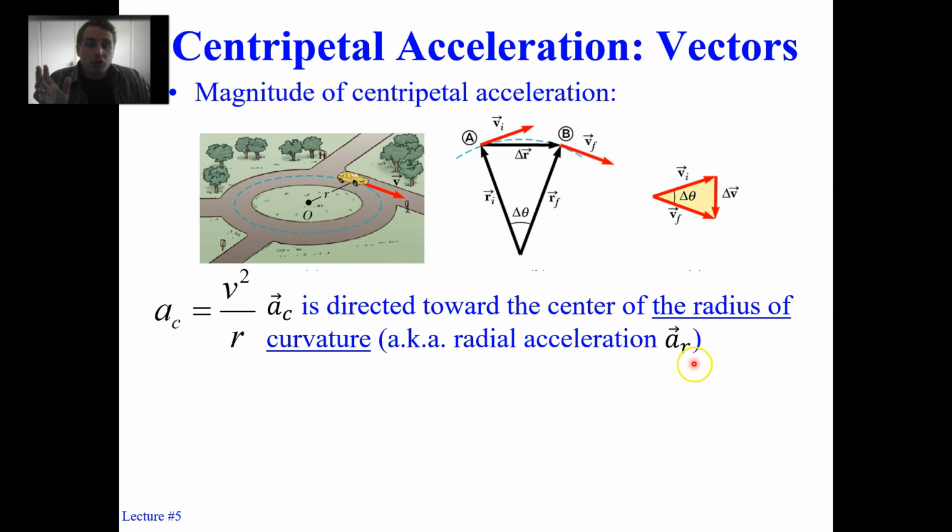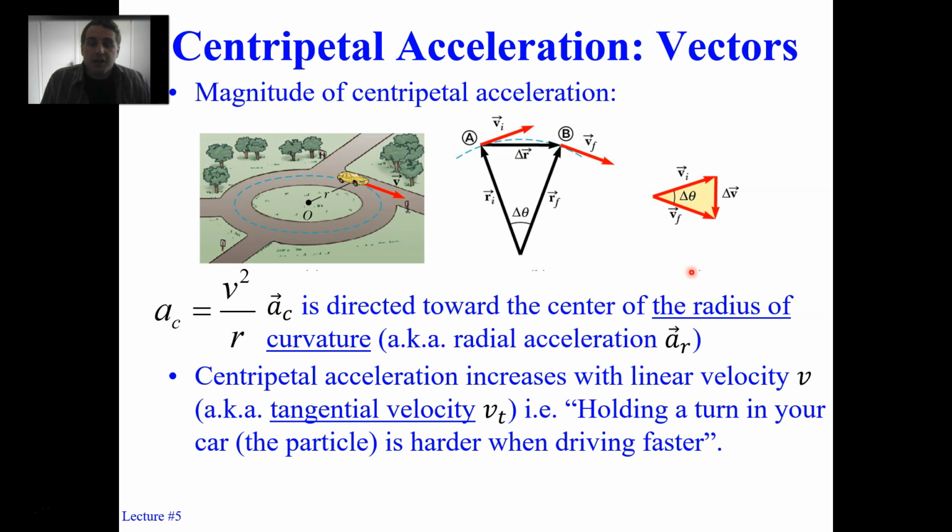And by the way, centripetal acceleration is many times also called radial acceleration. And radial acceleration is sometimes just defined with respect to some radial axis. Now, centripetal acceleration, notice, increases with increasing linear velocity or increasing speed. By the way, this linear velocity is sometimes also called the tangential velocity. I'll come back to that in later slides.